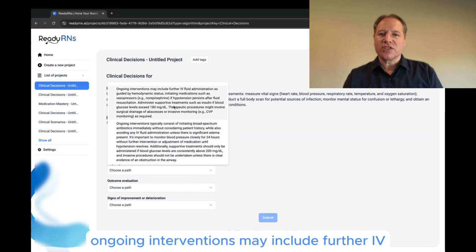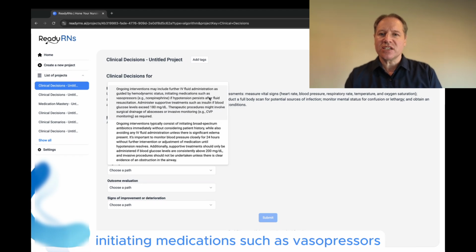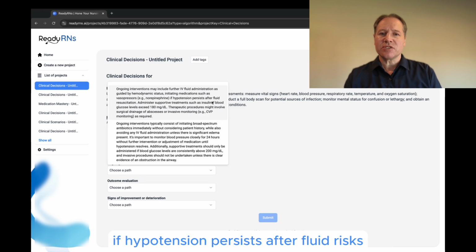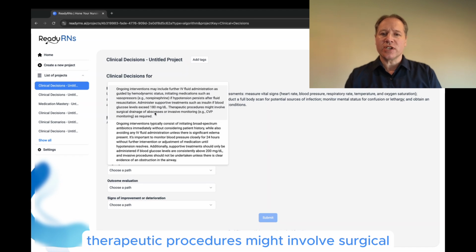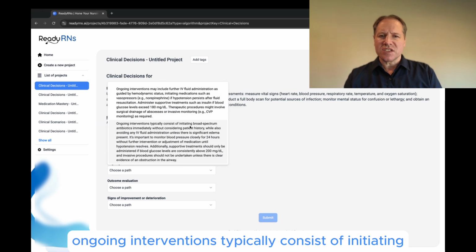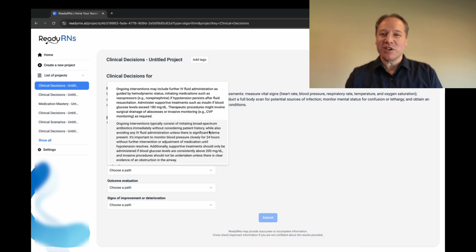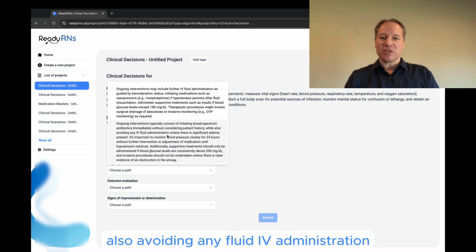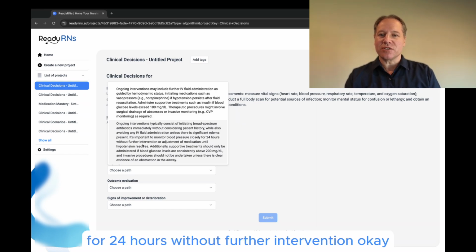Ongoing interventions may include further IV fluid administration as guided by hemodynamic status, initiating medications such as vasopressors if hypotension persists after fluid resuscitation, administering supportive treatments such as insulin if blood glucose levels exceed 180. Therapeutic procedures might involve surgical drainage of abscesses or invasive monitoring. Ongoing interventions typically consist of initiating broad-spectrum antibiotics immediately without considering patient history, while also avoiding any IV fluid administration unless there's significant edema present. It's important to monitor blood pressure closely for 24 hours without further intervention.